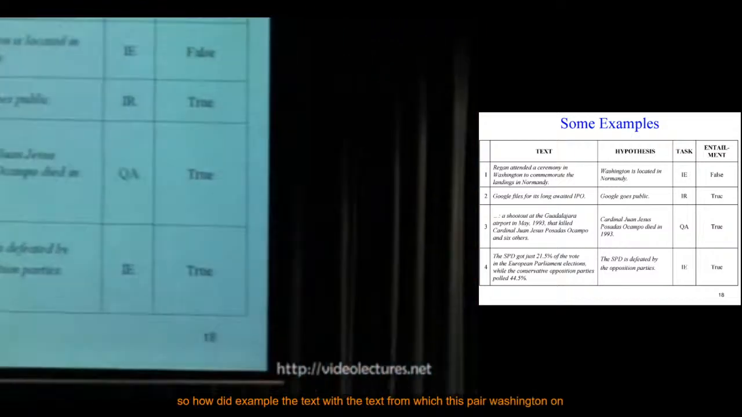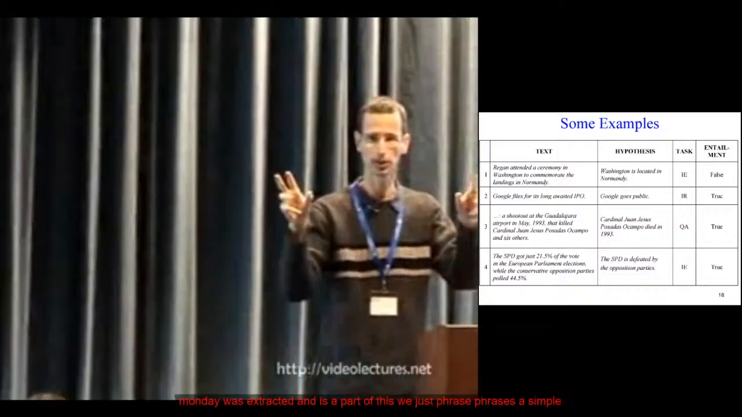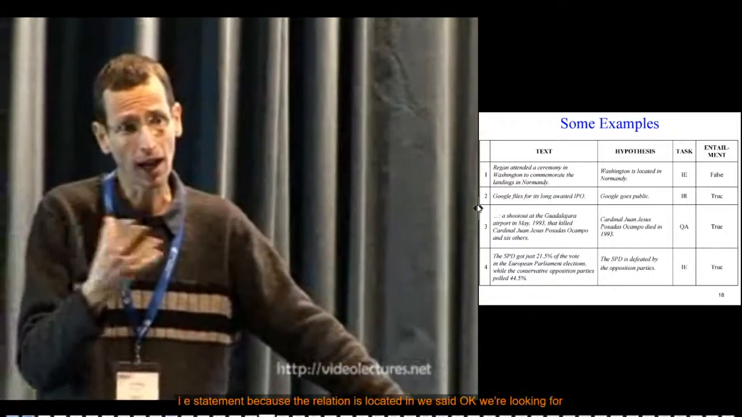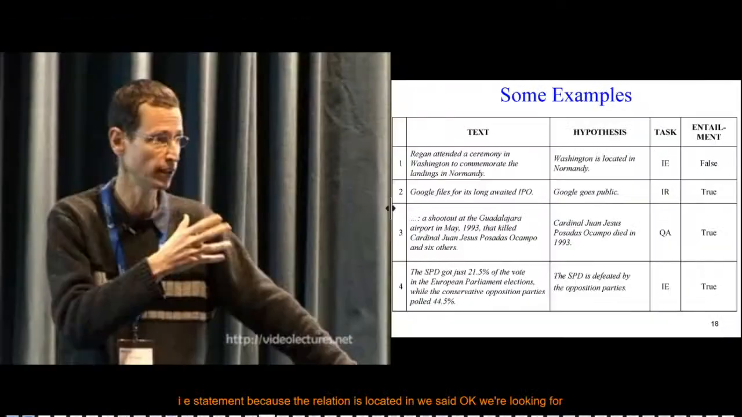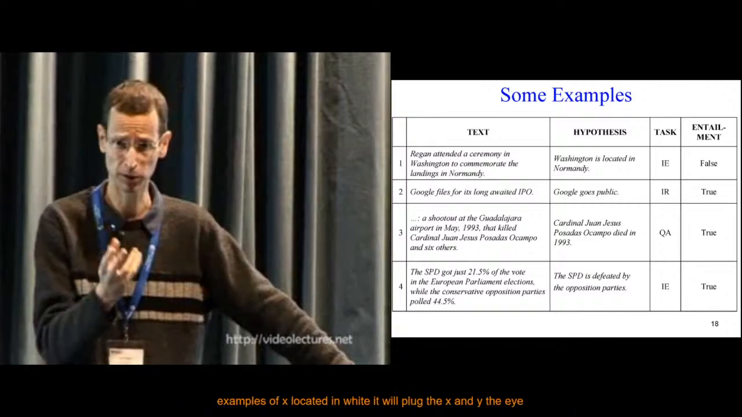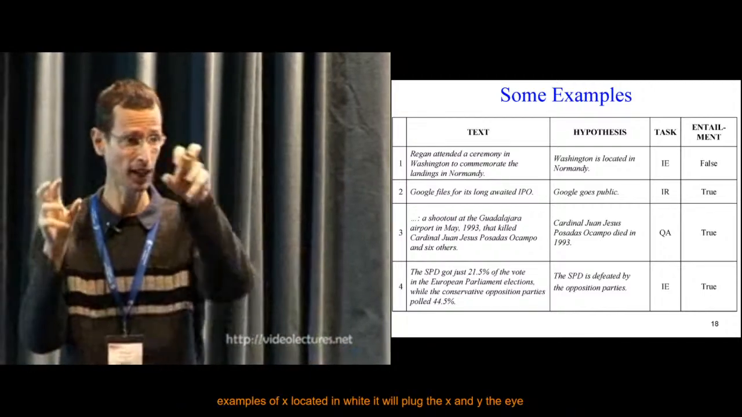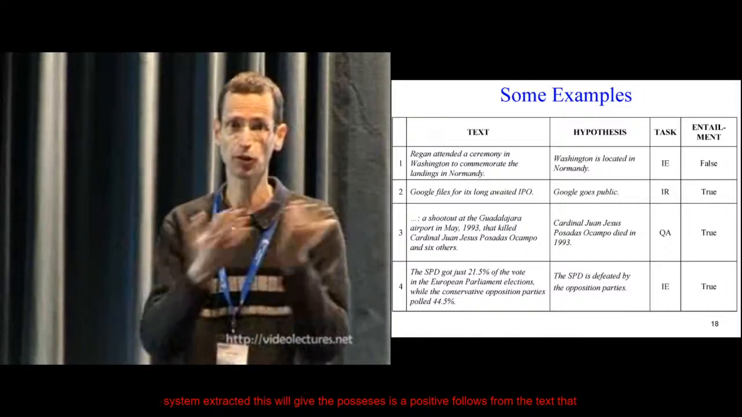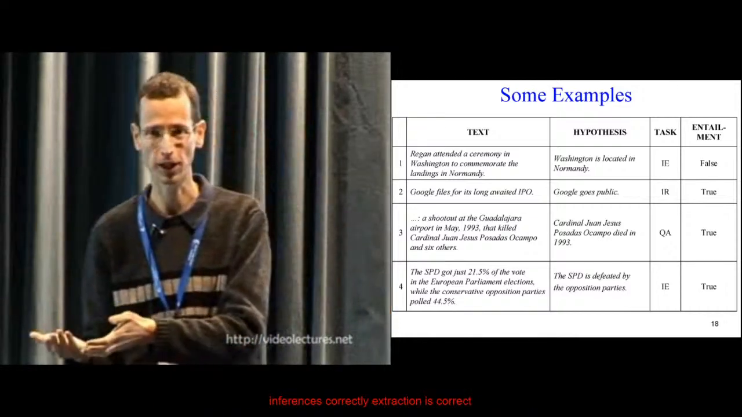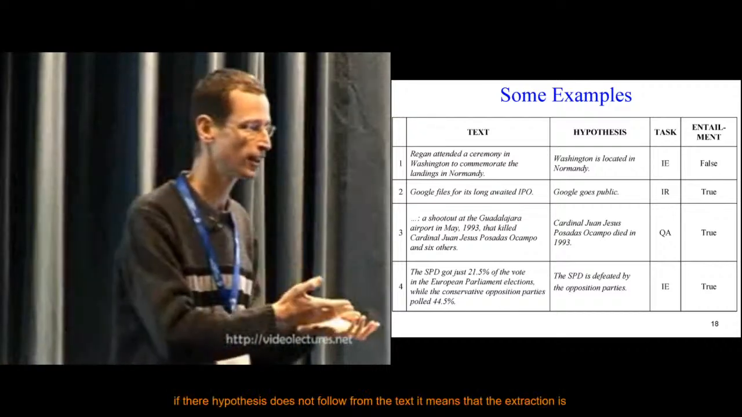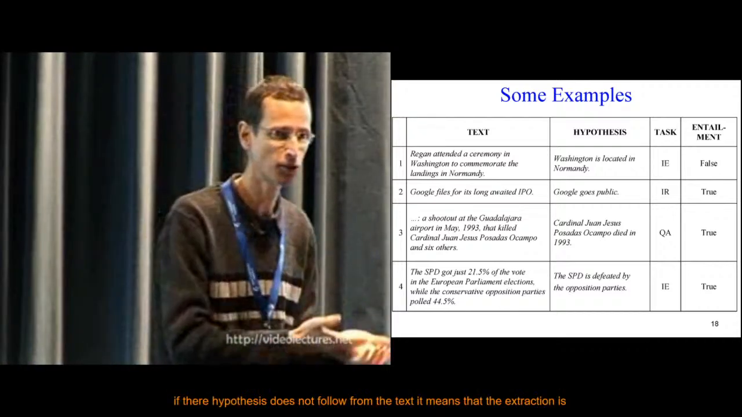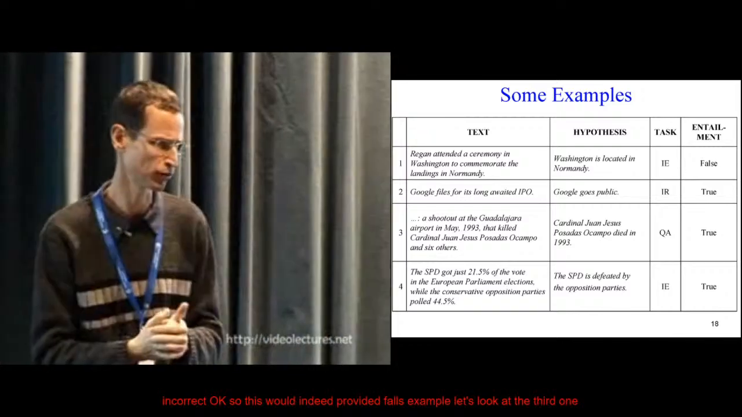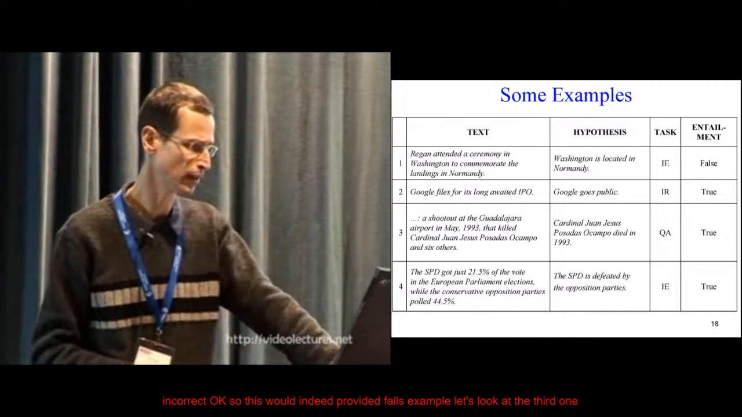The text was the text from which this pair Washington-Normandy was extracted. And as a hypothesis, we just phrased a simple IE statement. Because the relation is located in, we said, okay, we're looking for examples of X located in Y, and we plug in the X and Y that the IE system extracted. This gives us the hypothesis. If the hypothesis follows from the text, the IE extraction is correct. If the hypothesis does not follow from the text, it means that the IE extraction is incorrect. So this would indeed provide a false example.